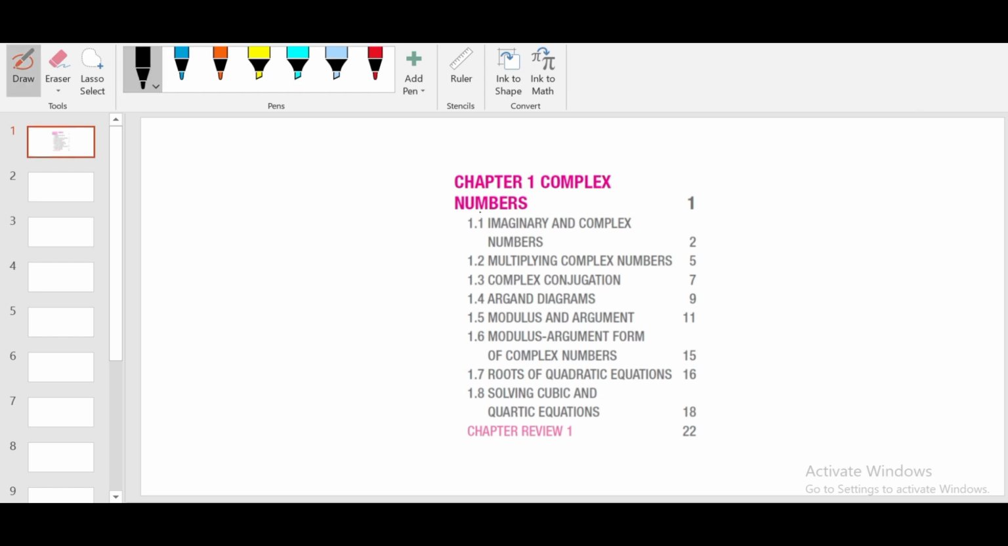In 1.1 there are two exercises, exercise 1A and 1B. So in this lesson we are going to go through exercise 1B.